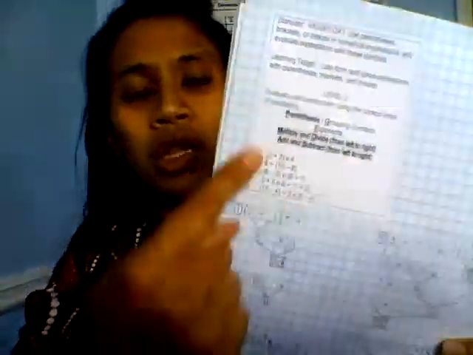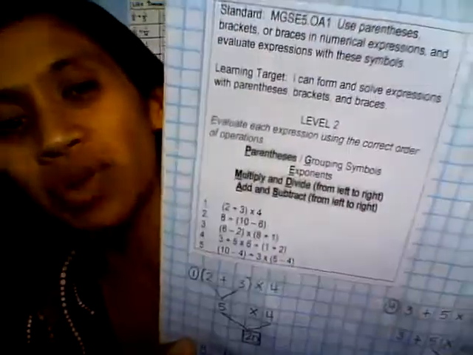All right, so level 2, make sure you glued that in your graphing notebook. Read the standard with me. It says MGSE 5OA1. Use parentheses, brackets, or braces in numerical expressions and evaluate expressions with these symbols. Read our learning target together. I can form and solve expressions with parentheses, brackets, and braces.